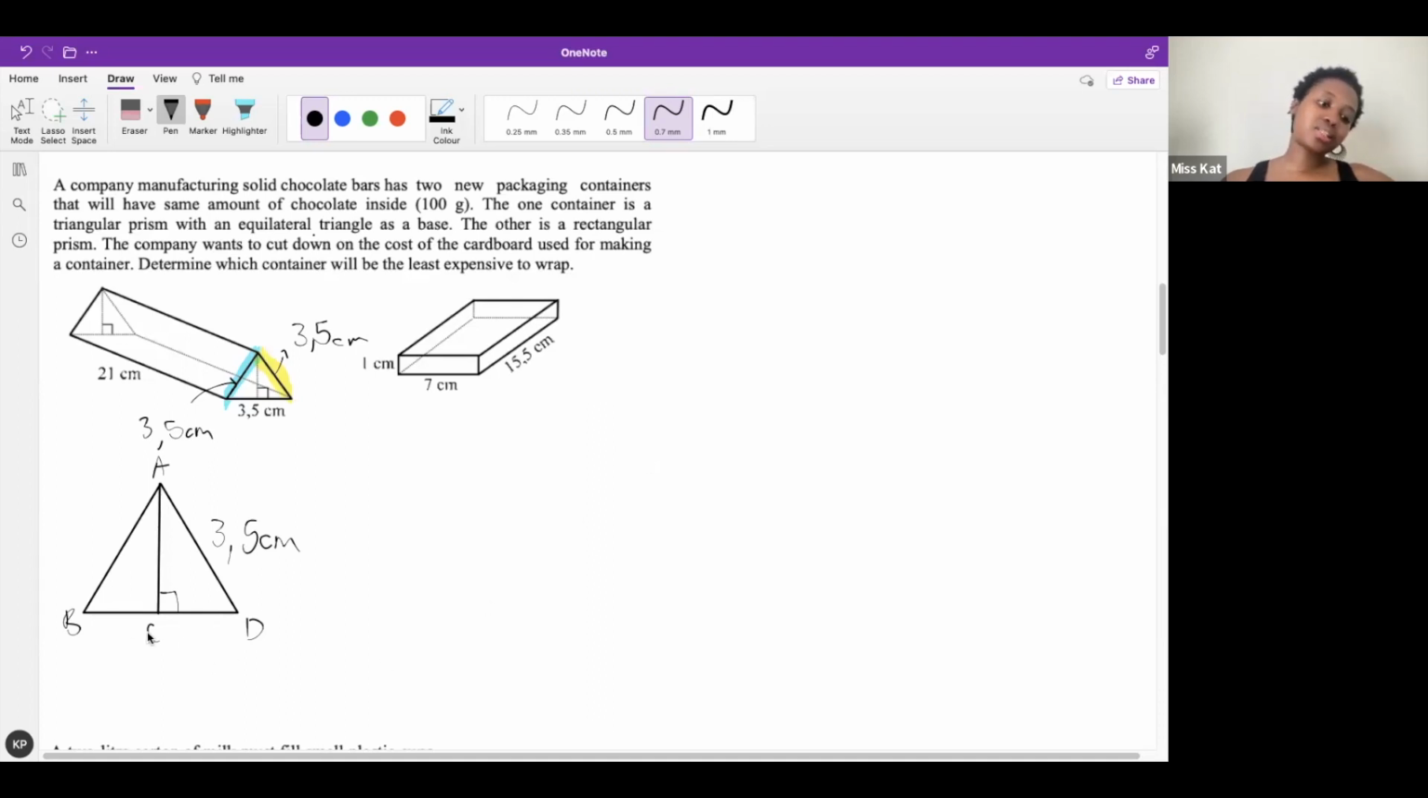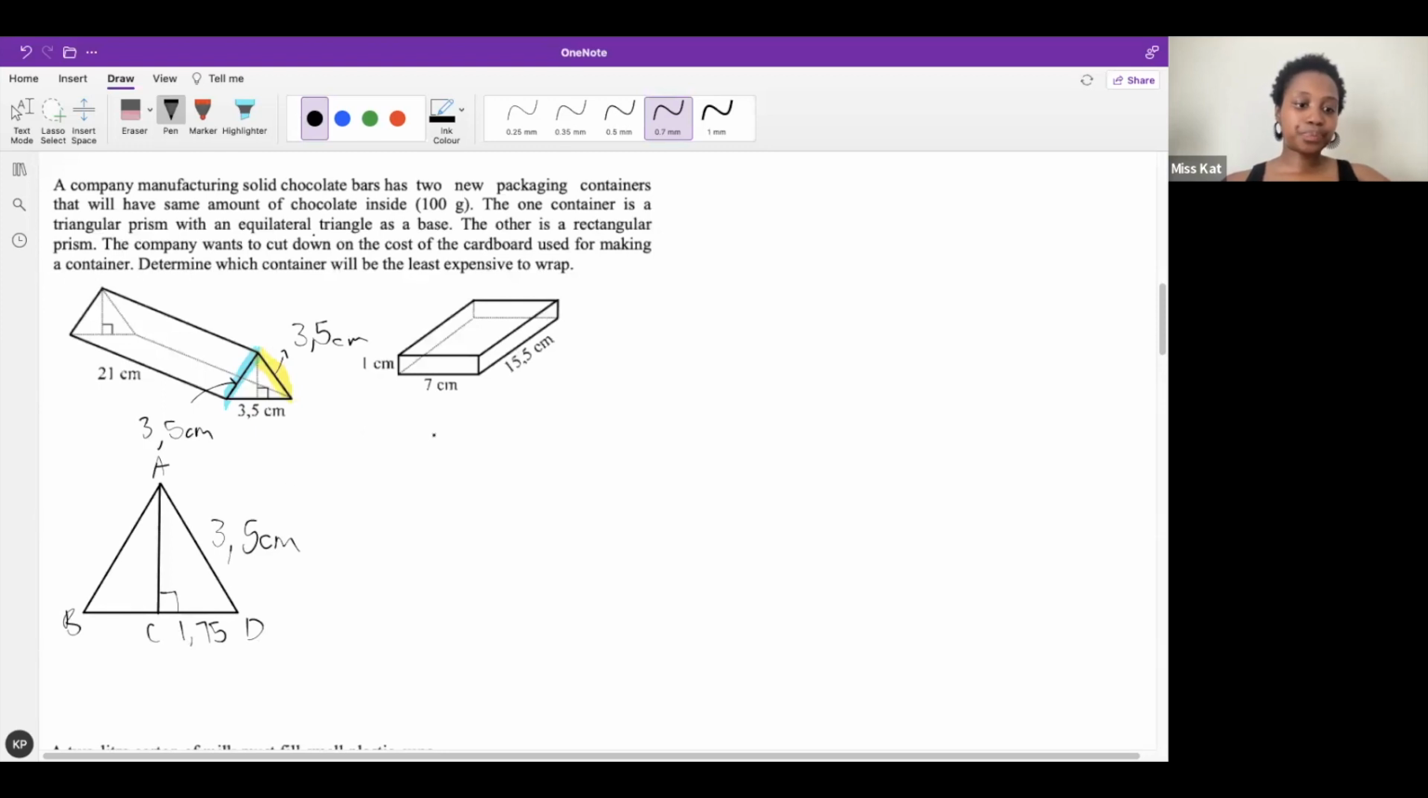You said it's technically CD, this part, is the same size as AD, which is the hypotenuse. But it isn't. The whole BD is the same size as the AD. Do you see that? Oh, okay. I see it now, ma'am. There we go. So if this whole base is 3.5, then CD is how long? 1.75. There we go. 1.75. And now we want the height, which is AC.